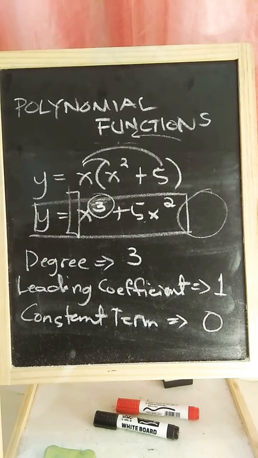Okay? So, that's how you determine the degree, the leading coefficient, and the constant term of a polynomial function. The first thing you have to do is to transform it into standard form. So that is the most basic step there.